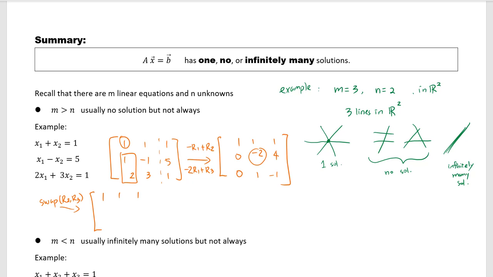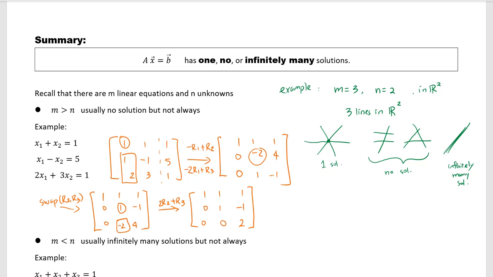Then we have 1, 1, 1, 0, 1 minus 1, 0, minus 2, 4. Now we can use this to cue the entry below it. Now we get 2R2 plus R3. Then we have 2 minus 2 is 0. And then negative 2 plus 4 is 2. So this is what we get.